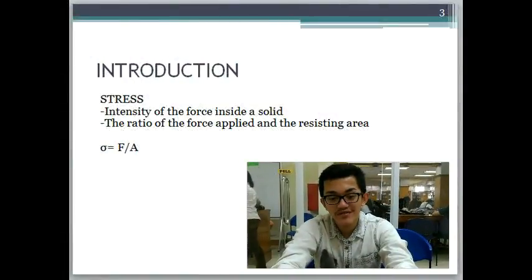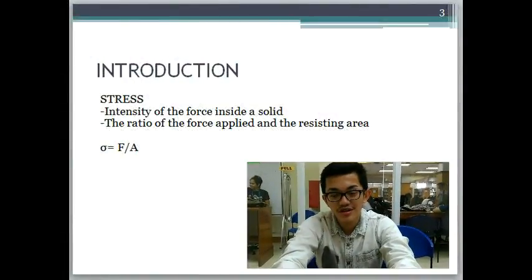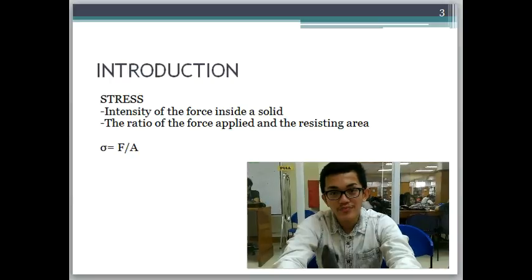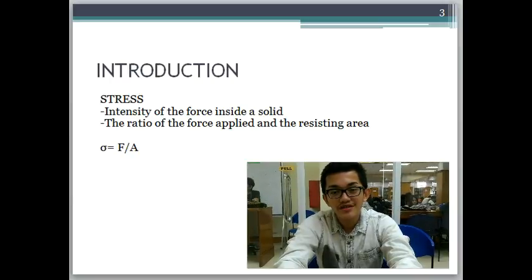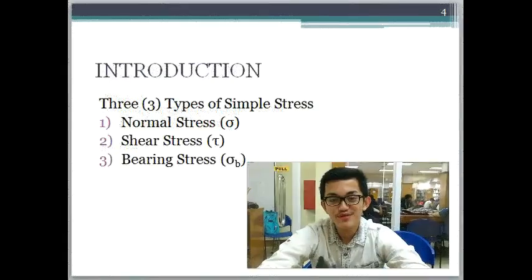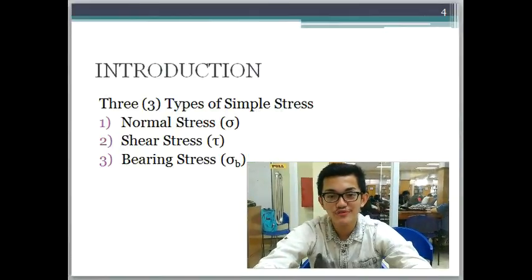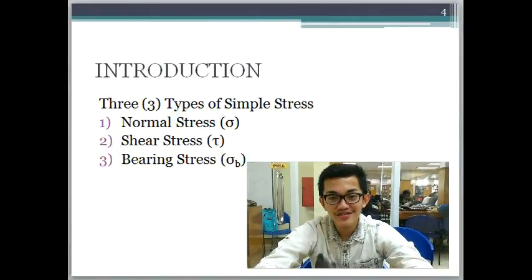Stress is the intensity of force inside the solid. It is also defined as the ratio of force applied to the resisting area. It is denoted as sigma, which is equal to the quotient of applied force and the cross-sectional area. Units in the standard system is MPa. Three types of simple stress include normal stress, shearing stress, and bearing stress.